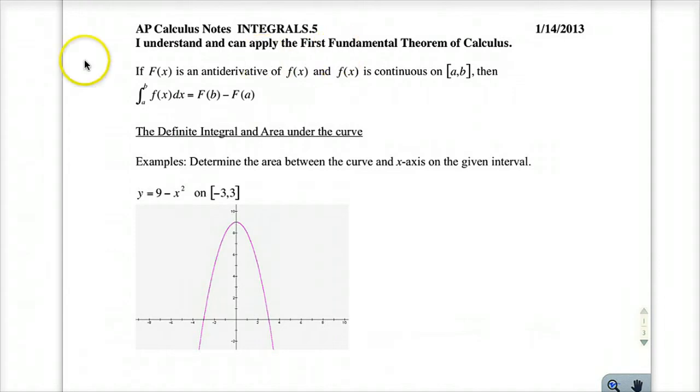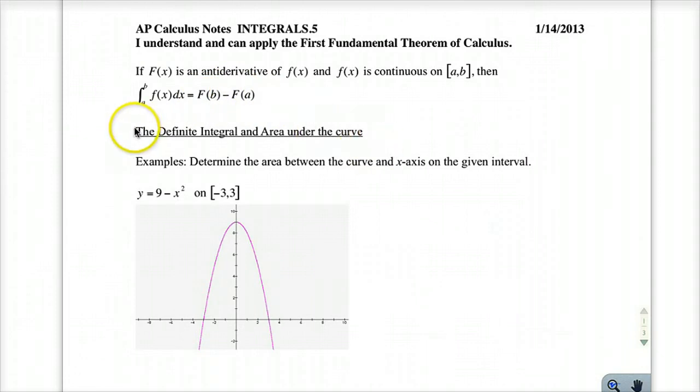Really, what it means is that if F of x is some antiderivative of f of x, and f of x is continuous, then, again, this is the first fundamental theorem of calculus, and you should have seen this last year. From some number a to some number b, the integral of f of x is equal to the antiderivative of f at b minus the antiderivative of f at a. So essentially what I'm doing is I take the antiderivative, I plug in b, I take the antiderivative and plug in a, and subtract the two values.